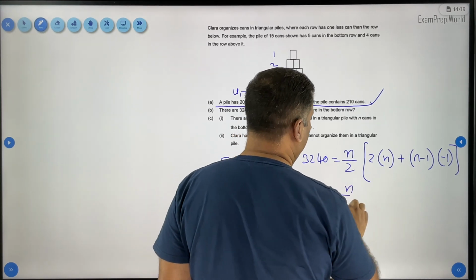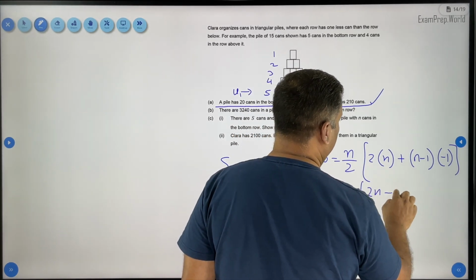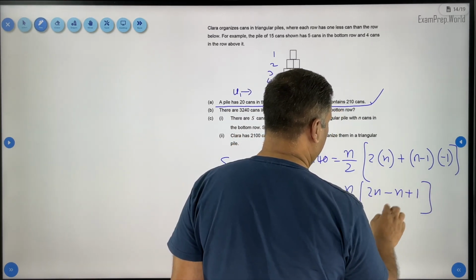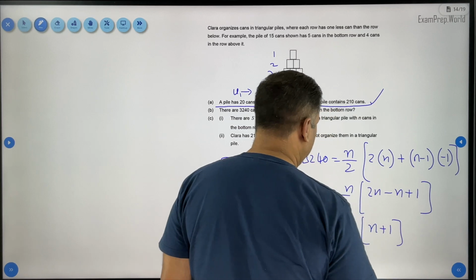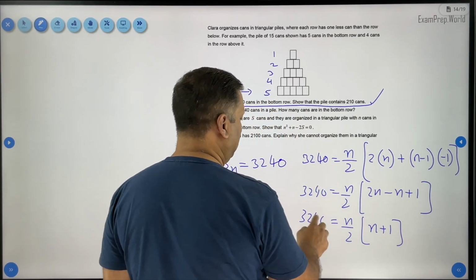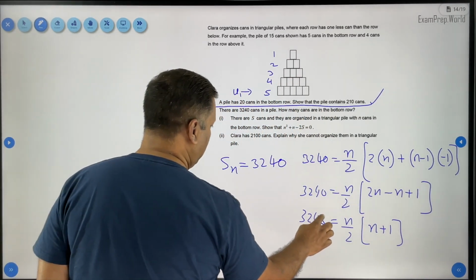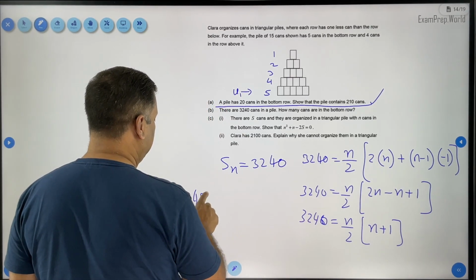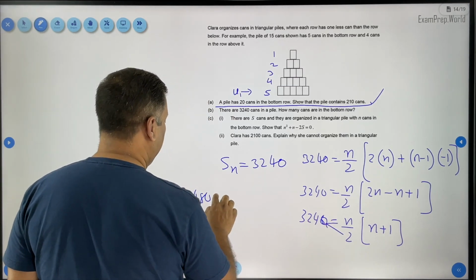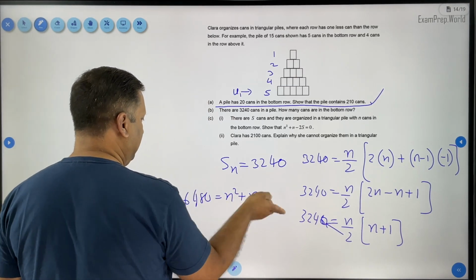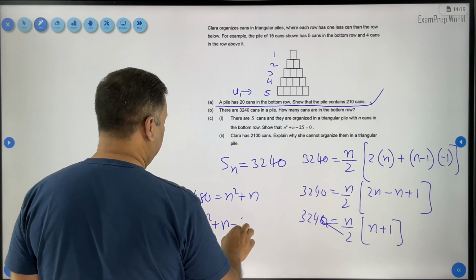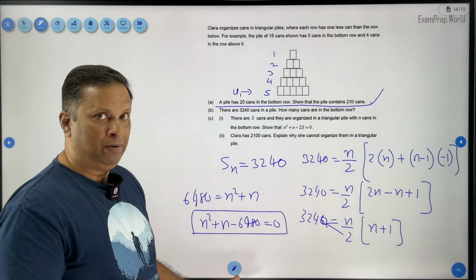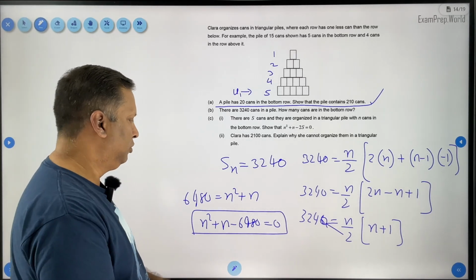3240 equals n by 2 times (2n minus n plus 1), and 2n minus n is n plus 1, right? So 2 multiplied by 3240, do we get a quadratic? Looks like we get a quadratic. 6480 equals n squared plus n. So n squared plus n minus 6480 equals 0. You have a quadratic here. The moment you get a quadratic, you solve it using the quadratic formula.